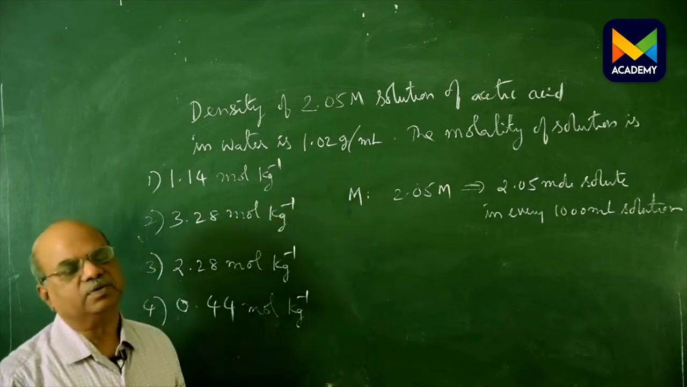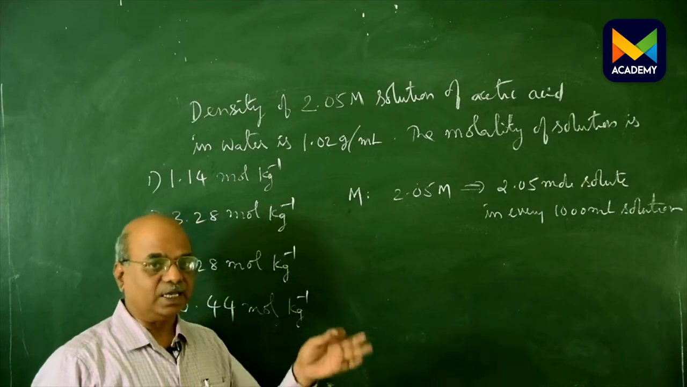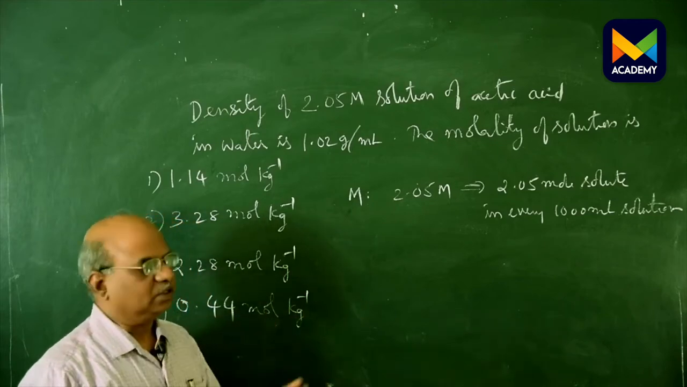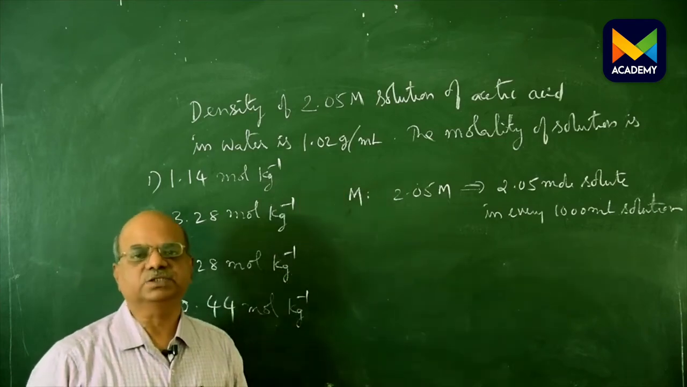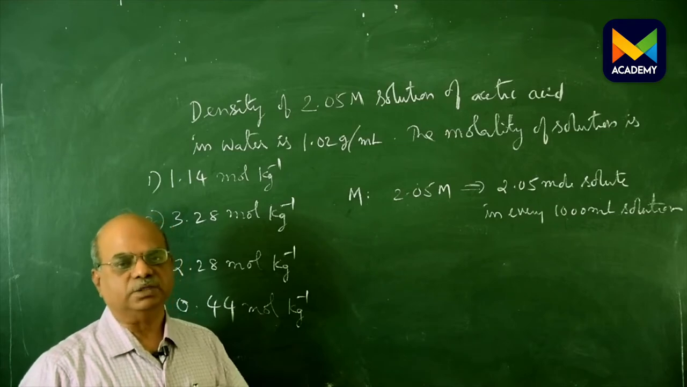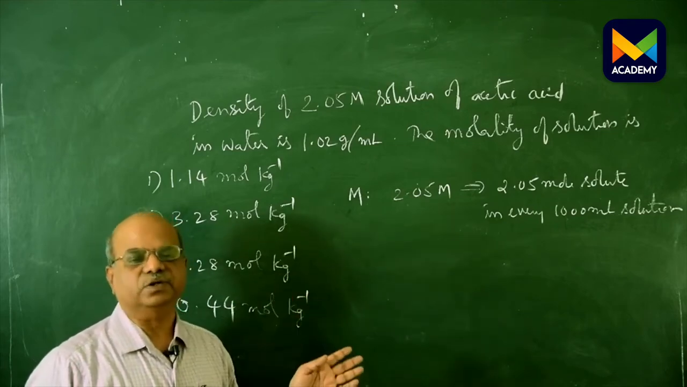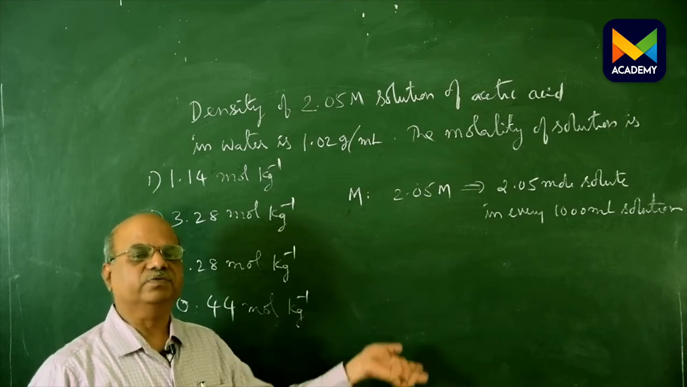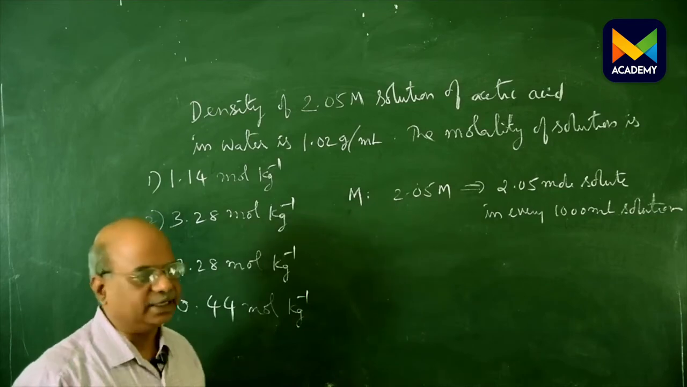Whereas molality requires the number of moles of solute dissolved per kilogram of solvent. So therefore we require density. Density data is always useful to interchange mass to volume or volume to mass. Here the volume of solution we have to convert into weight of solution. From the weight of solution we have to identify the weight of solvent so that we can calculate molality there.